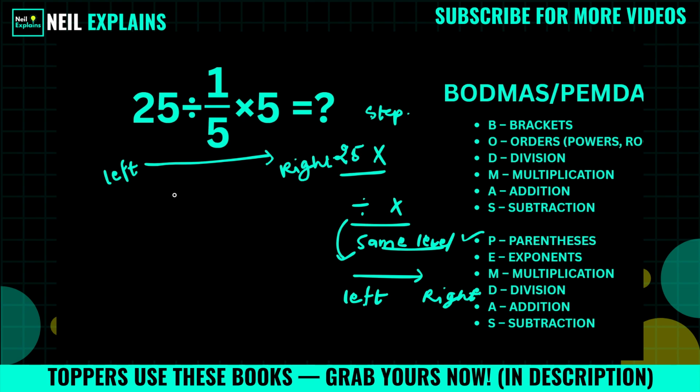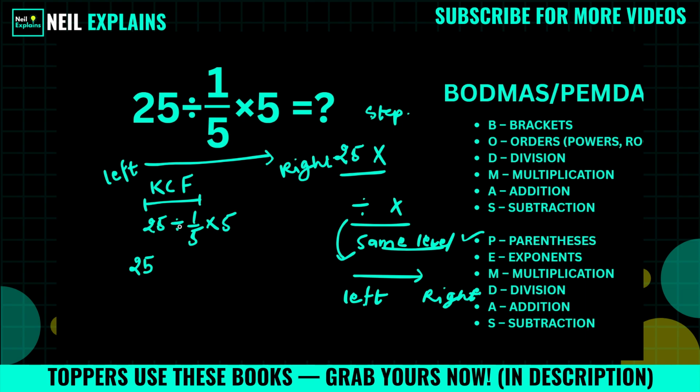So here, how can we write this? 25 divided by 1 by 5 into 5. Here we apply the ECF rule. If you are my regular viewers, then you know the ECF rule. E for keep, this part will be kept; C for change, this part will be changed; and F for flip, this part will be flipped.